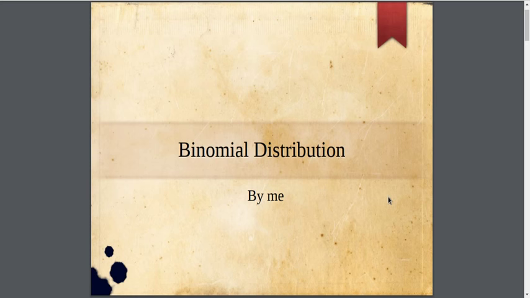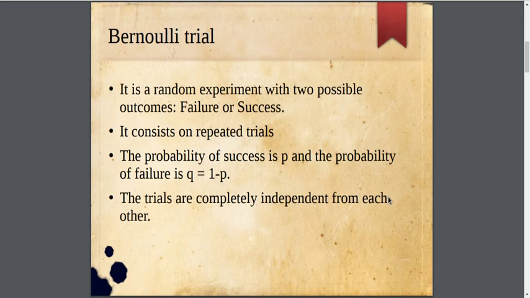It is very important, before we go into detail of the binomial distribution, to know what a Bernoulli trial is beforehand, because a binomial distribution is a generalized case of a Bernoulli trial. So let's define the Bernoulli trial. A Bernoulli trial is basically a random experiment with two possible results, either failure or success.